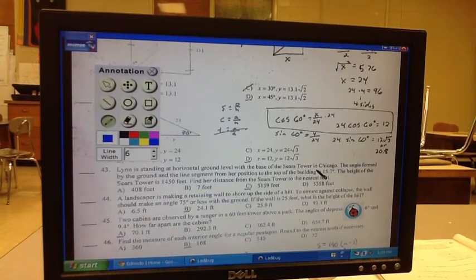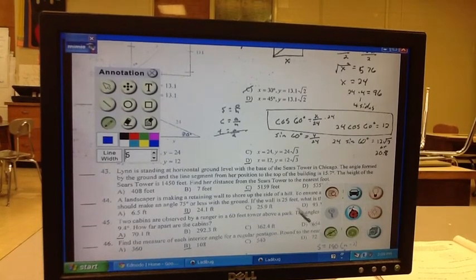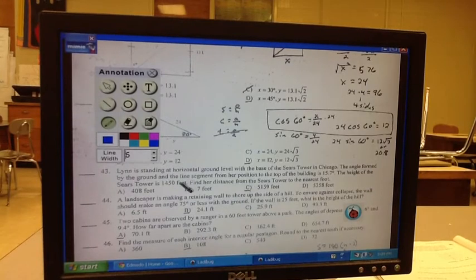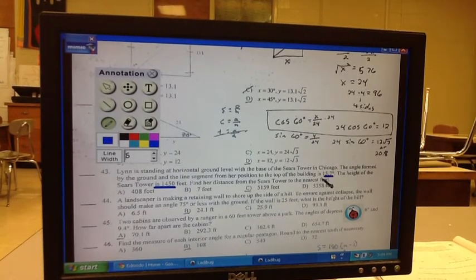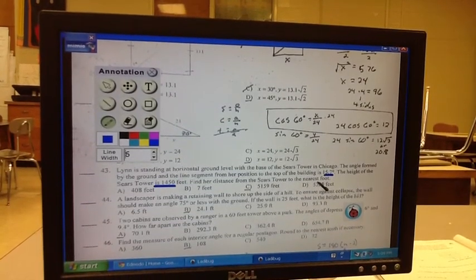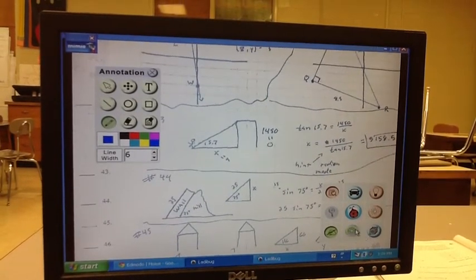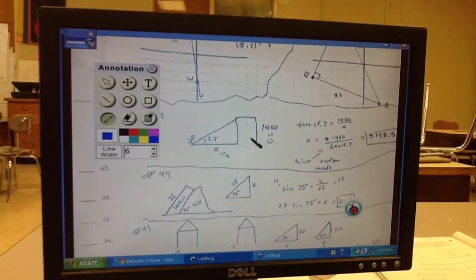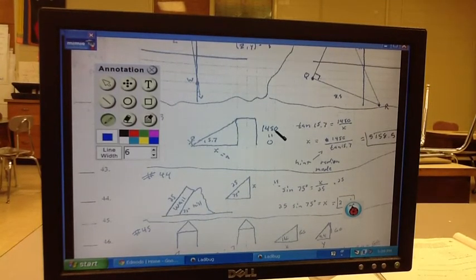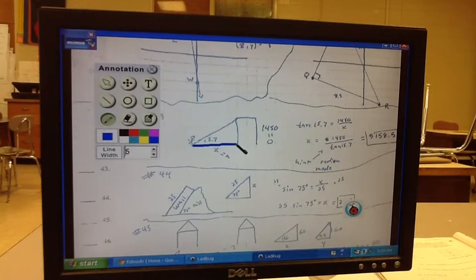We're in Chicago. You knew I had to draw a great and wonderful picture for this one. A tower's this tall. Here's the degree from the building, from his feet to the building. How far are we? So we got his feet, we got the tower, 1450. We're looking how far it is from here to here.